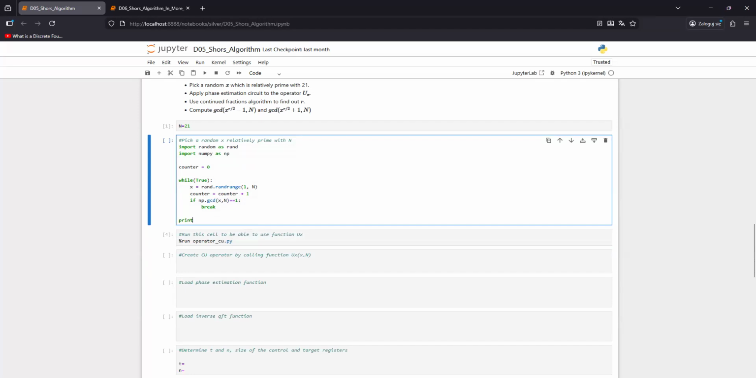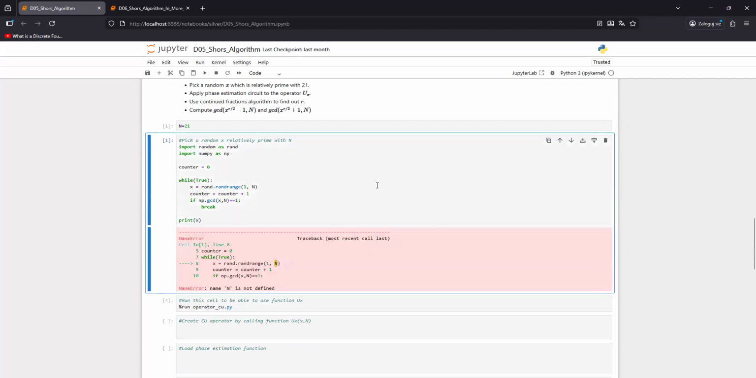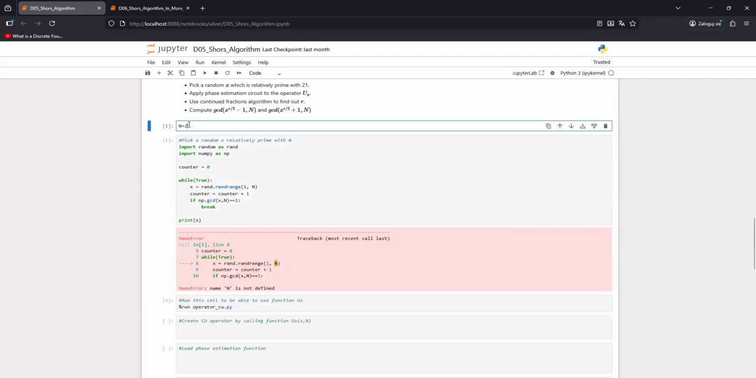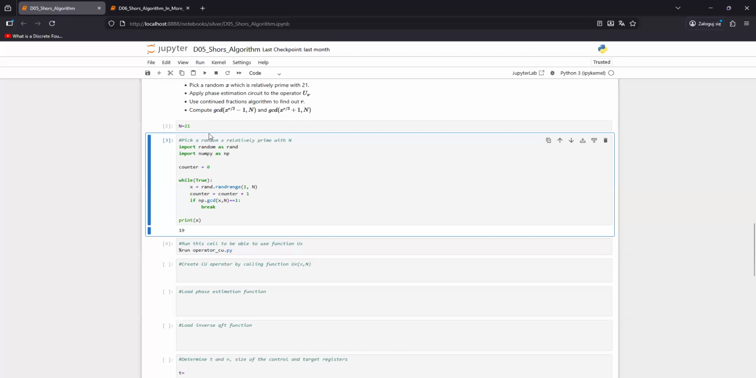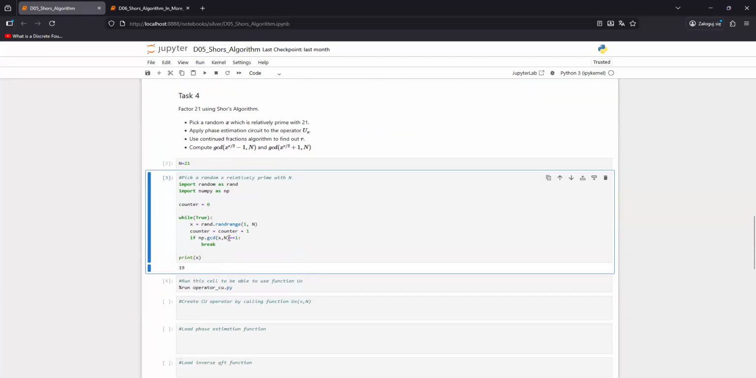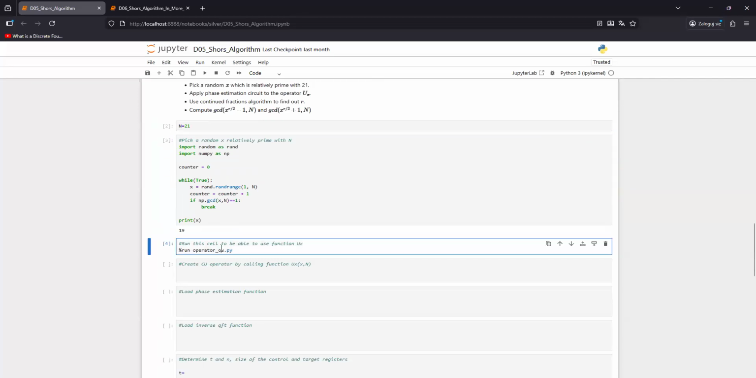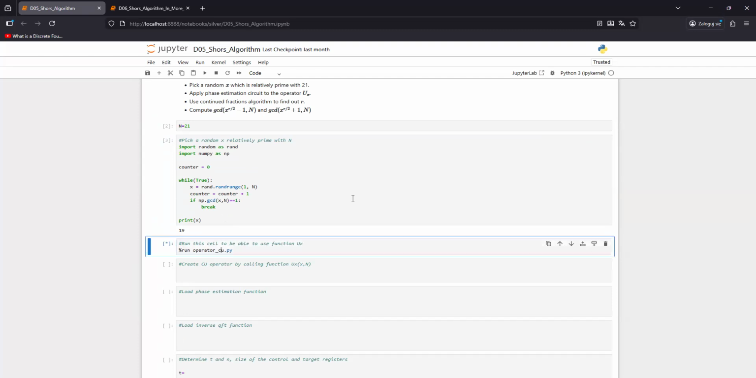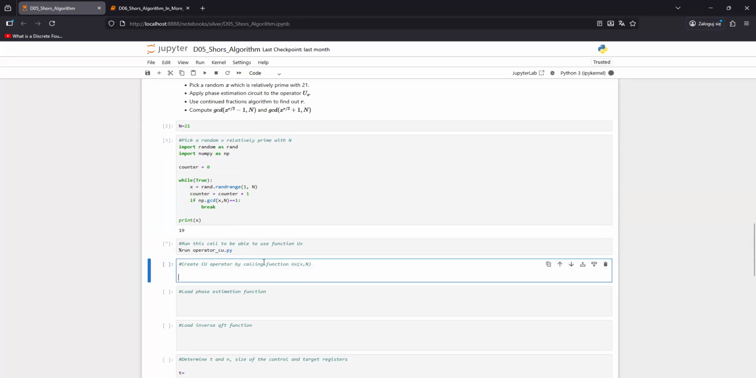So now let's print it. Print x. N, not x. Yes, here n is equal to 21, and here we randomly picked 19. Here we can load the modular exponentiation operator, which is used in the order finding algorithm, as you should remember, yes.